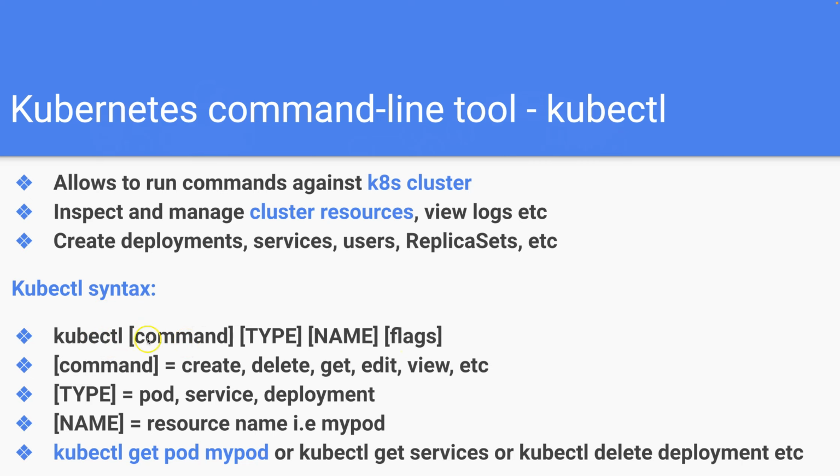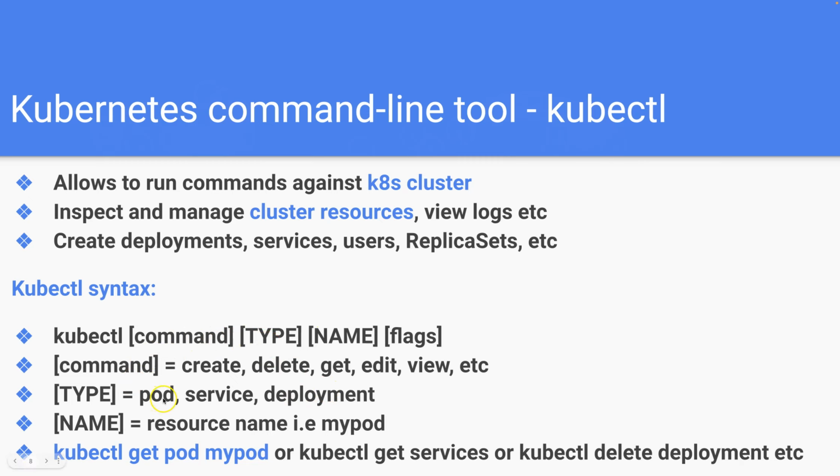Let me tell you what command means. The command could be create or delete, get, edit, view, etc. So here it could be kubectl and any of these commands. The type is the Kubernetes resource type. That resource type could be a pod, a service, a daemon set, a deployment, a cluster, the config of a cluster, a service account, anything. You got the point. So command, type and the name.